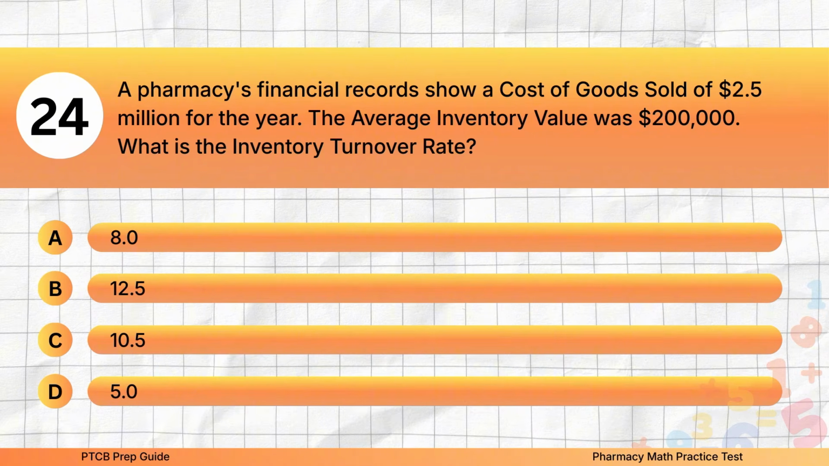Next up is a business math question. A pharmacy's financial records show a cost of goods sold of $2.5 million for the year. The average inventory value is $200,000. What is the inventory turnover rate? Options are A 8.0, B 12.5, C 10.5, or D 5.0. Pause here and apply the turnover formula.